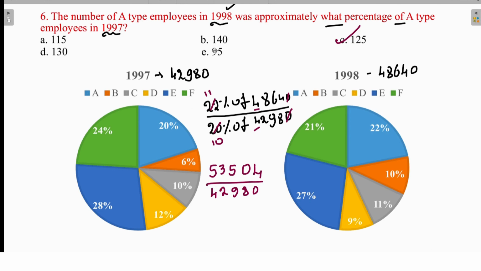So your options are not very close options. So 5 by 4 is 125 percentage. So I can guess my answer like this. See, this is the approach you have to use to solve from an exam point of view. If you do it the very basic way, it is not possible.